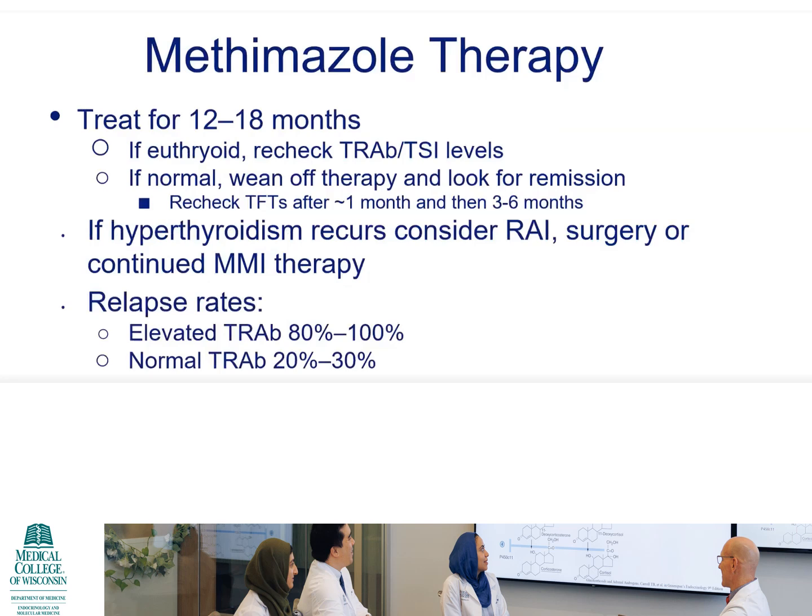So if we look at the rate of relapse for individuals who have normal antibodies after a course of therapy, only about 20 to 30% of patients relapse. So that means 70 to 80% of patients who have a course of methimazole do not have relapse and can be off of medication. If those antibodies are still positive after that course of therapy, there's a very high risk of relapse, and we really don't wean people off if those antibodies are positive.